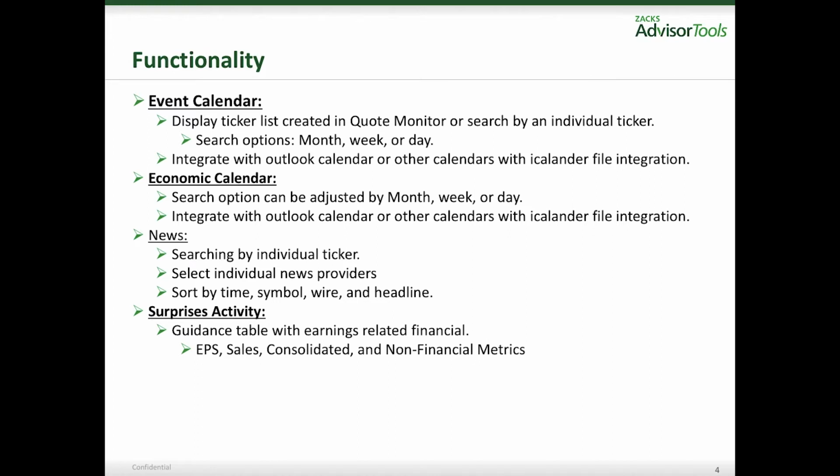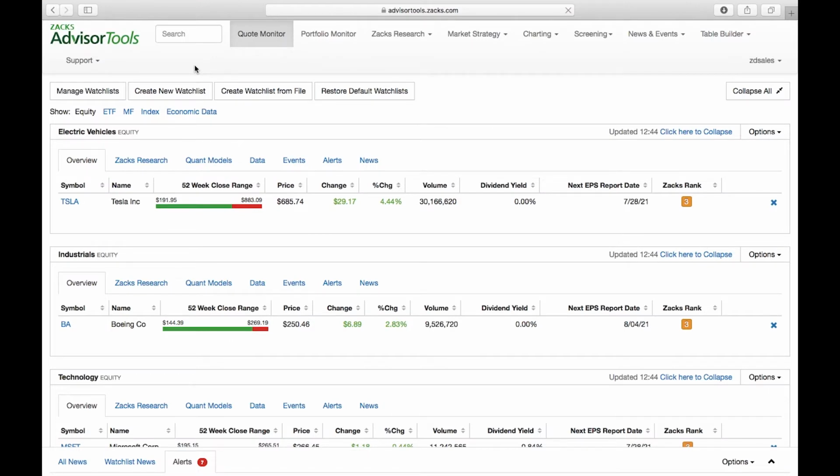And in terms of functionality, we will be going over how to navigate within the event and economic calendar by choosing different search options, displaying ticker lists, and integrating with your personal calendars using iCalendar file integration. For the news section, we will cover how to search, select different news providers, and how to sort. And lastly, for surprise activity, we will go over different metrics that are shown in each table, as well as how to adjust the calendar for a specific date. Okay, now let's get into the actual advisor tools and go over each one of these topics.